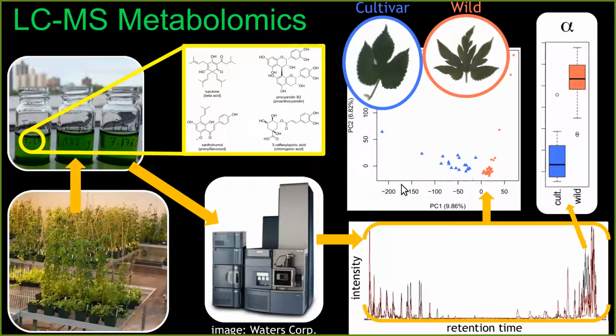And so the overall picture from this is that the cultivars seen in blue and the wild seen in red form distinct groups. So the overall chemical composition of the cultivar leaves is distinct from the overall chemical composition of our wild hop leaves. So that's what this is showing. And that takes into account all of these compounds.